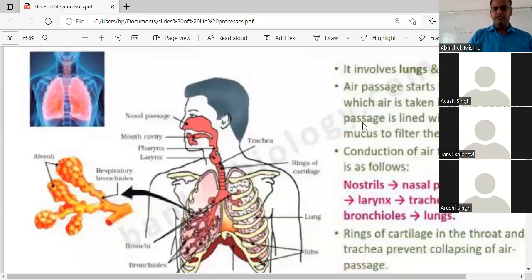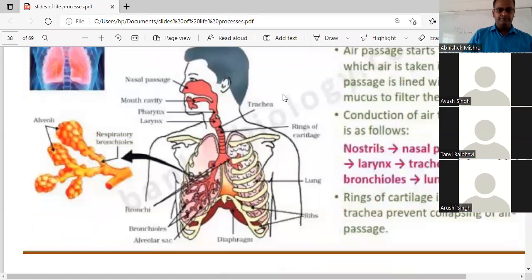Yes, Ayush, what is that branch called? Can you briefly discuss from the beginning, Ayush? Sir, air enters through the nostrils. Fine. Then the nasal passage. Okay, go ahead. Then it enters the throat. The throat is surrounded by rings of cartilage, which ensure that the air passage does not collapse inside the trachea. Okay.